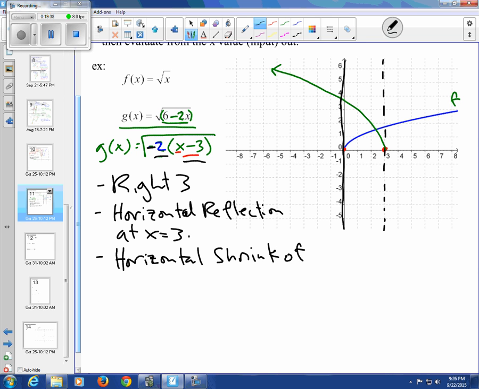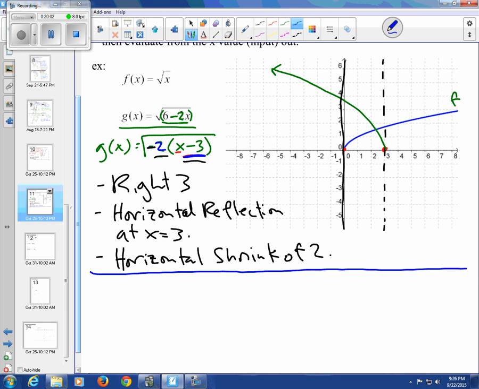of 2. Now, when we're talking about vertical transformations, they're all very straightforward. You can evaluate with basically order of operations from the outside of the function out. But with these horizontal transformations, we have to watch out for the horizontal shift that we're seeing first and evaluate that.